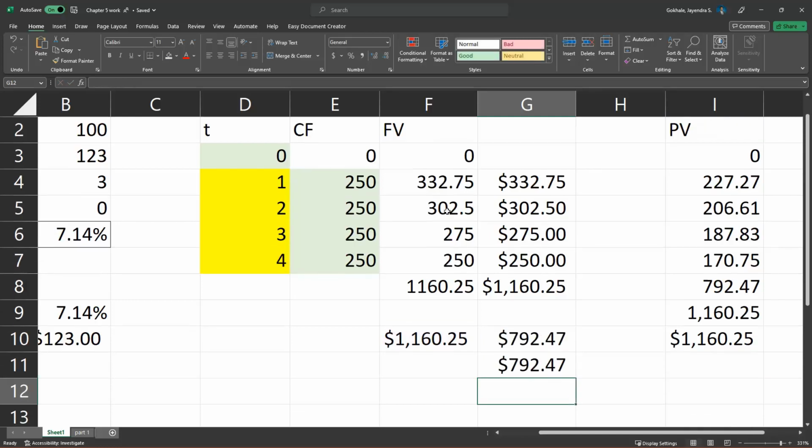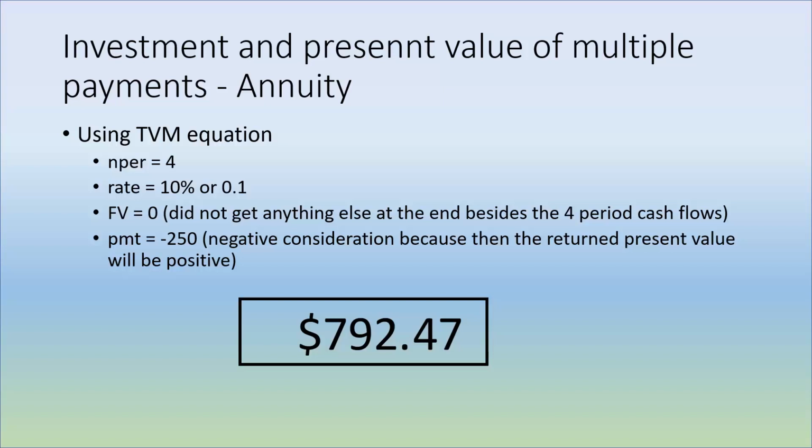So there are multiple ways of getting the same answer. Just need to get the cash flow straightened out. What is the real equivalence we're trying to find, and then everything will be clear. So that's 792.47.